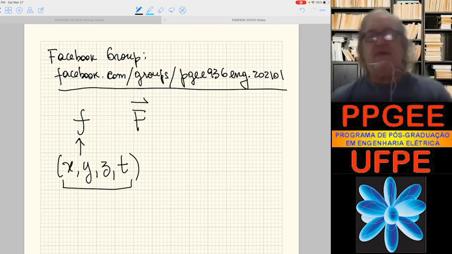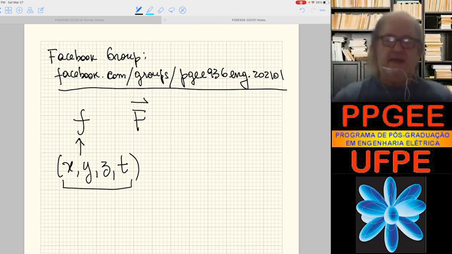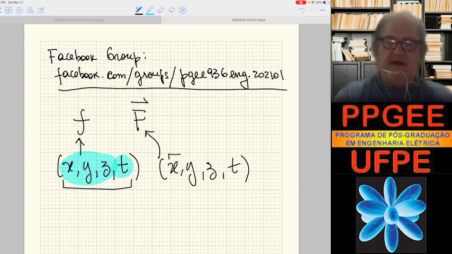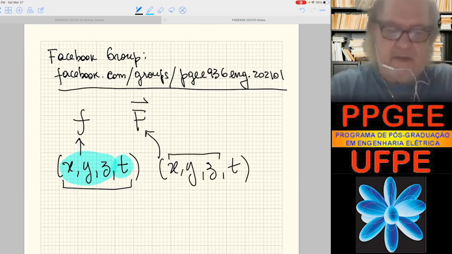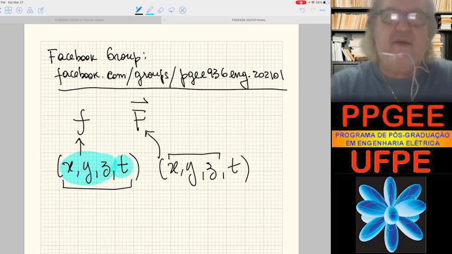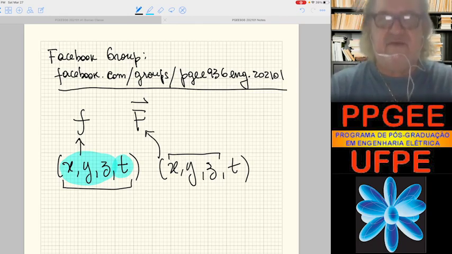We are going to be working in 3D space in general. When we talk about static fields, we have only coordinates in space. When we have time-varying fields, we are going to include the time. But we are going to have both vector functions or scalar functions of coordinates and time, or in the case of static fields, just coordinates. So that's what we are going to be talking about mostly: things that happen in 3D space, and scalars and vectors. Generally, the fields that we treat are vector fields.